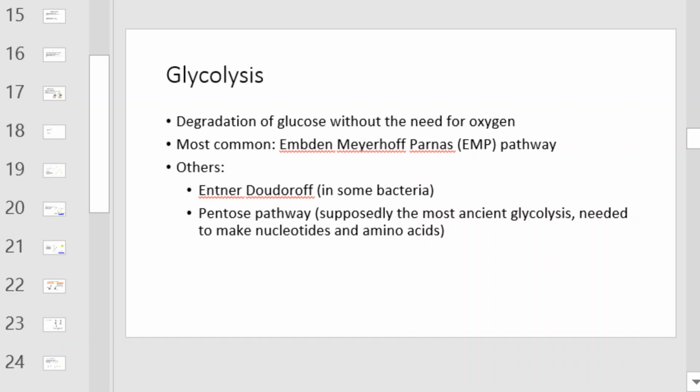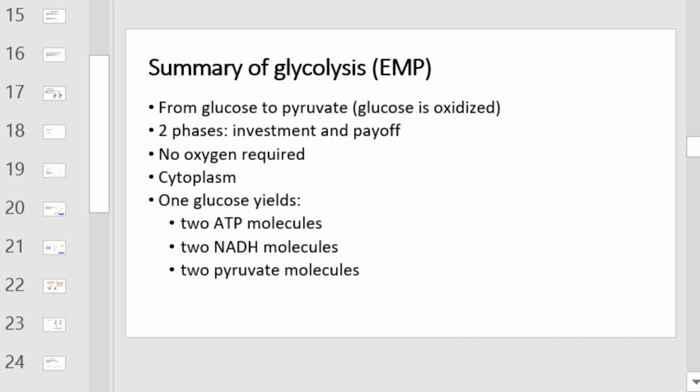Glycolysis. Simply put, glycolysis is the degradation of glucose without the need for oxygen. The most common glycolytic pathway is the EMP pathway. Others include the Entner-Doudoroff pathway in bacteria and the pentose pathway, which is supposedly the most ancient form of glycolysis, needed to make nucleotides and amino acids.